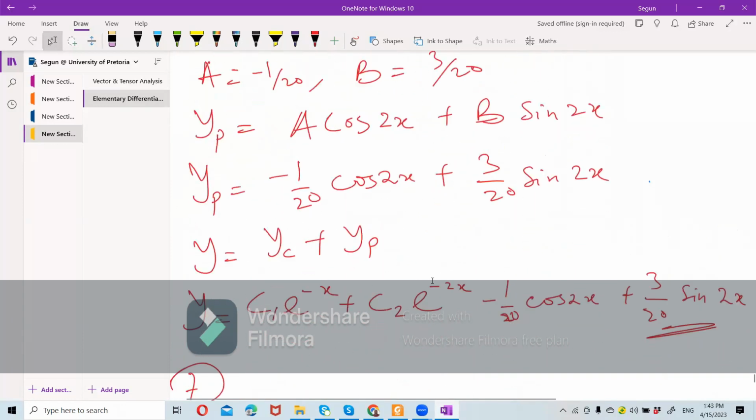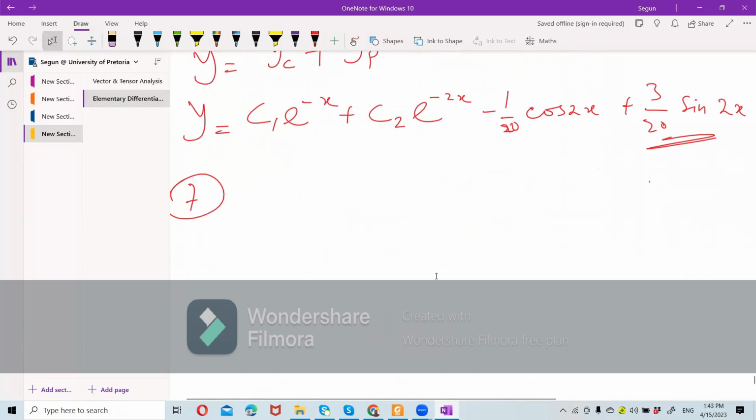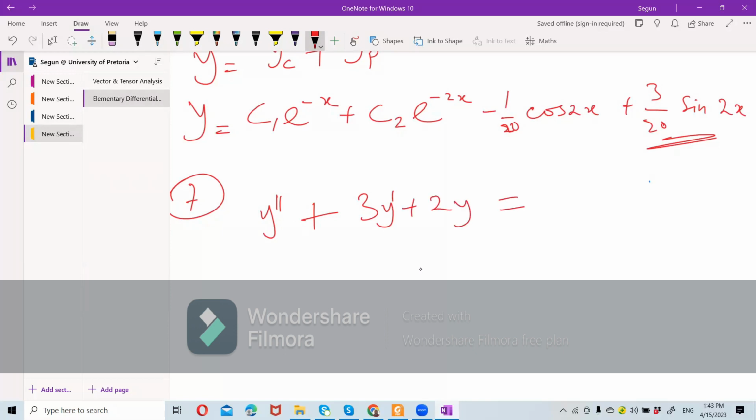Why do you include the cos? Why do they include cos? Cos is part of the problem. It's part of the problem. That's what makes it a big function. They can change it to sine. If they change it to sine, it's the same G of X you have.